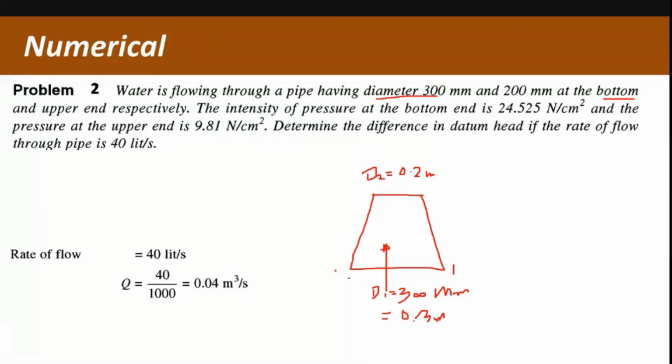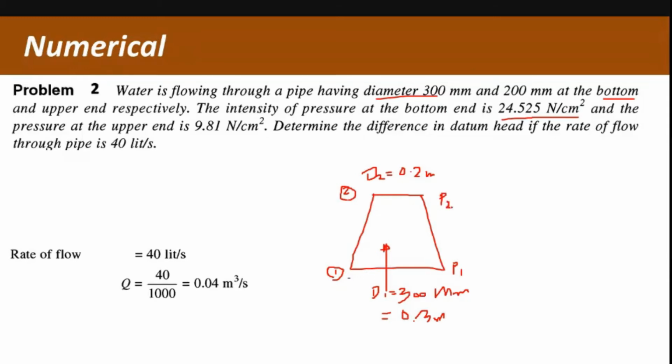That means here we will call this bottom end as section 1 and top end as section 2. So d1 is 0.3 meter, d2 is 0.2 meter. After that, next is p1. So p1 is 25.525 Newton per centimeter square. Remember, 1 Newton per centimeter square is 10 power 4 Newton per meter square. So it is 24.525 into 10 power 4 Newton per meter square. That is P1.